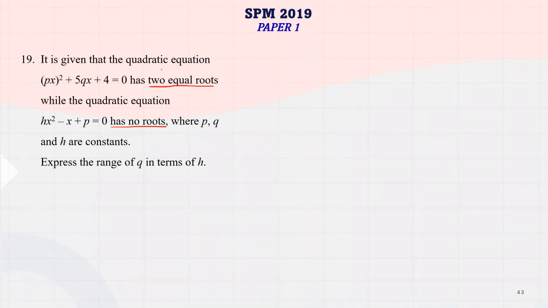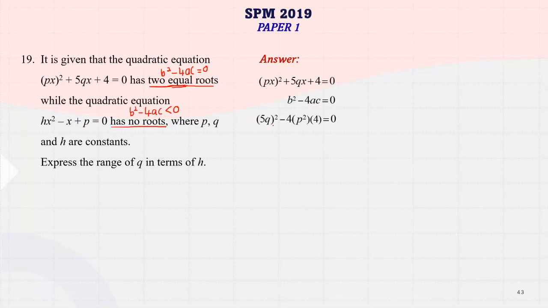Discriminant b² minus 4ac equals 0 if 2 equal roots. For this other one that has no roots, it means b² minus 4ac less than 0. Okay, express the range of q in terms of h. So what do we do? p²x² plus 5qx plus 4 equals 0. So we determine what a, b, c are. b² minus 4ac equals 0. We will get b is 5q, so (5q)² minus 4, a is p², c is 4, equal to 0.